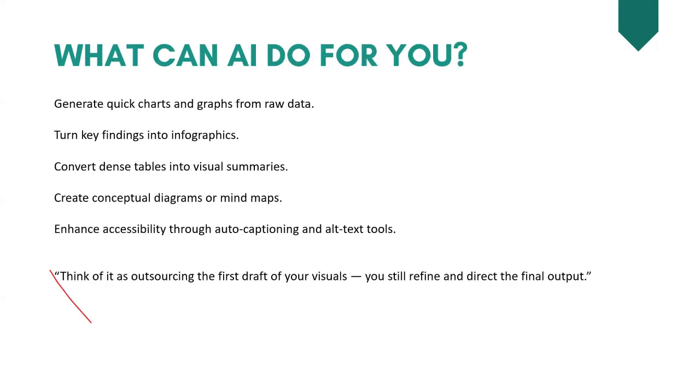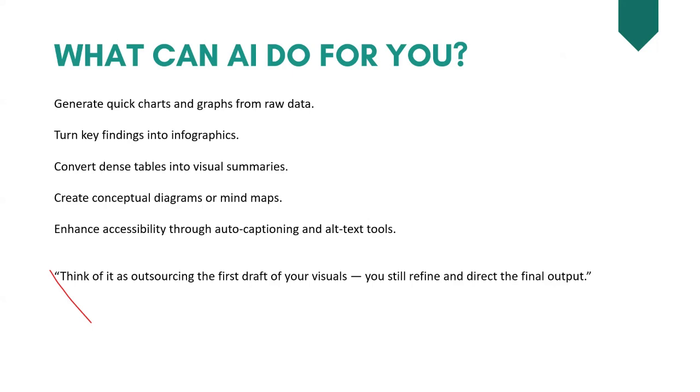So what can AI do for you? It can generate very quick charts and graphs from raw data. It can turn key findings into infographics. It can convert dense tables into visual summaries. So tables of data like that 3-pager I showed you from my thesis could actually be summarized and put into a simple diagram in a way that I might have taken weeks to think about, or probably never even thought about at all.